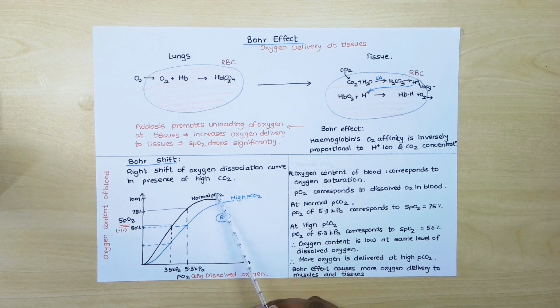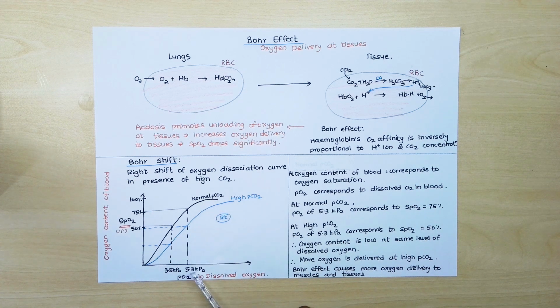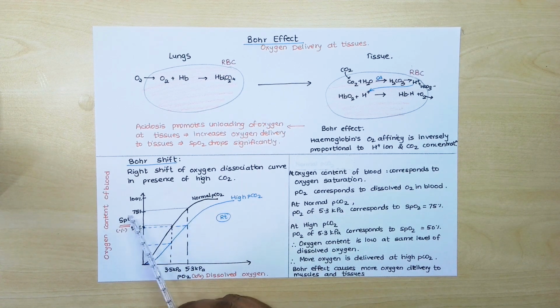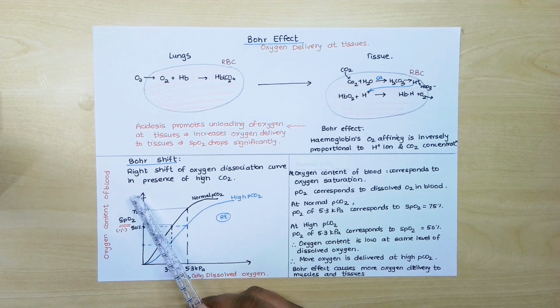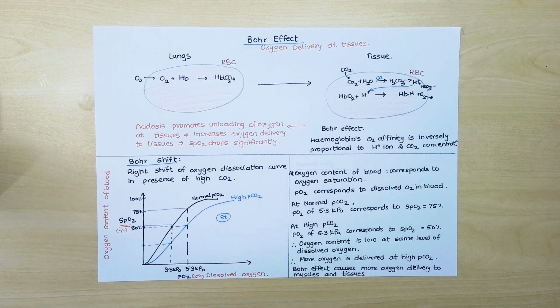So at normal PCO2 level, the PO2 of 5.3 kilopascal corresponds to saturation of 75%. It is the normal venous oxygen saturation, and the difference between 100% and 75% corresponds to the oxygen delivery to the tissue.